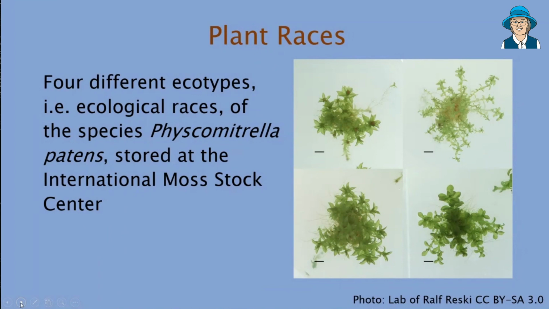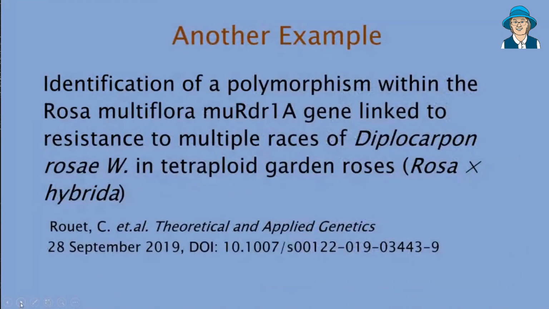That's not real science. Well, let's try some real science, or what people would call real science. This is from a journal called Theoretical and Applied Genetics, and it's a rather technical article called Identification of Polymorphisms Within the Rose Multiflora. And that's the name of a gene, MURDR1A. We give genes really interesting names these days, right? Linked to resistance to multiple races of this particular organism, Diplocarpon rosei W, in tetraploid garden roses.